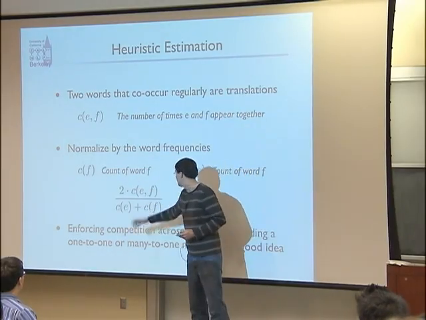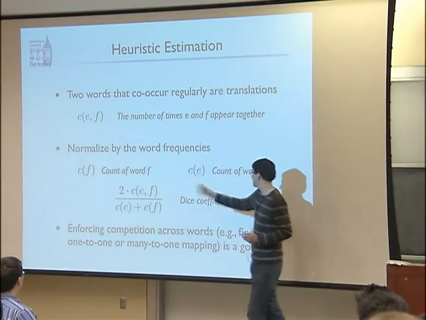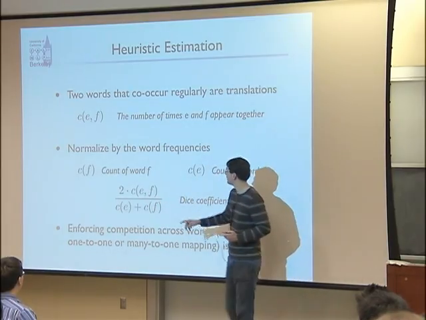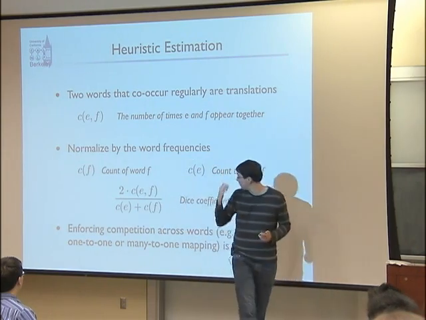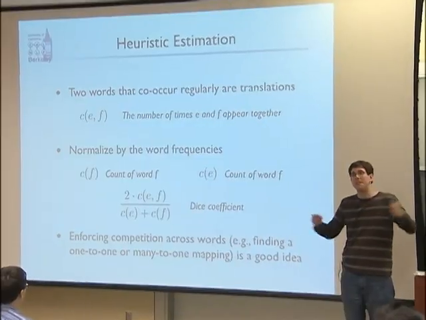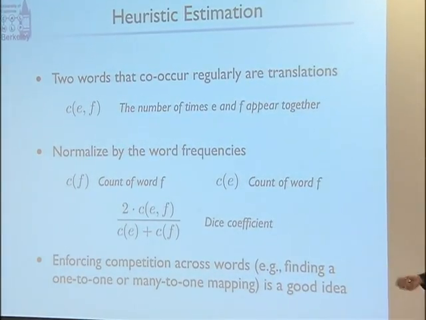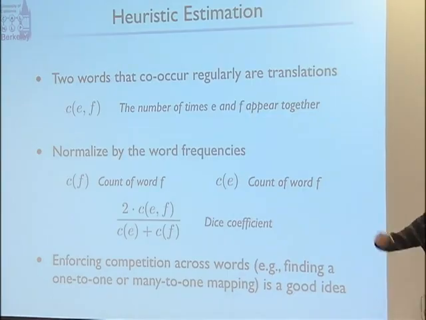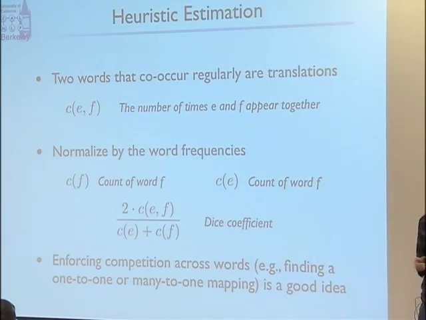But for interrumpido and interrupted, or some reasonable translation of it, we'll get some high joint frequency count and some reasonably low counts. So this is going to give us some number between 0 and 1 that will be high for words that co-occurred a lot. So simple. And you can run this, and then you can say things like, I want to align each word in the foreign to the English word that gives me the highest dice coefficient. And something reasonable will happen.